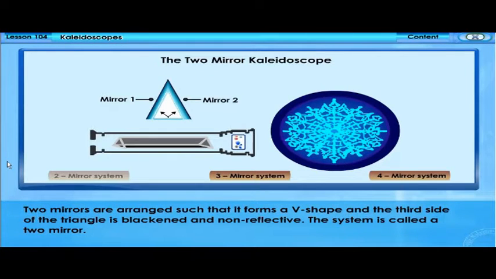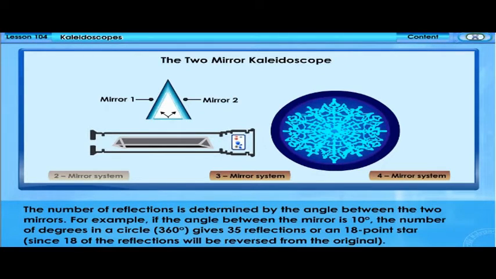Two mirrors are arranged such that they form a V shape and the third side of the triangle is blackened and non-reflective. The system is called a two-mirror system. The number of reflections is determined by the angle between the two mirrors.